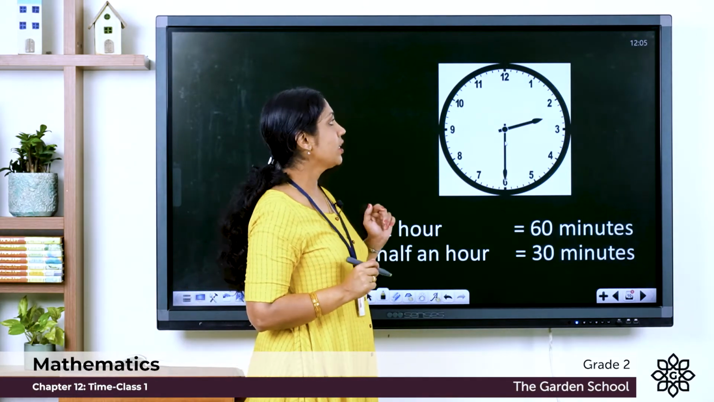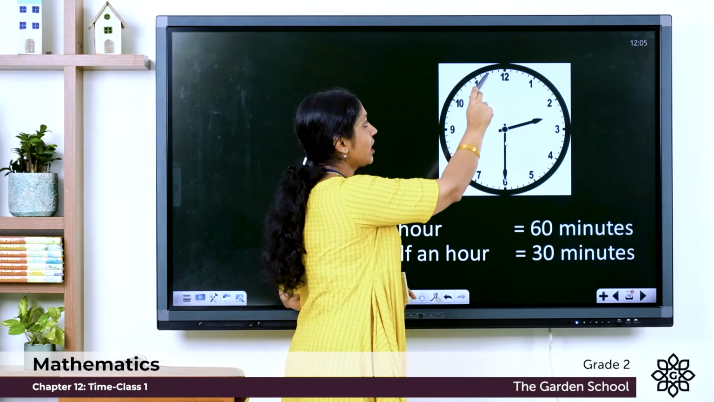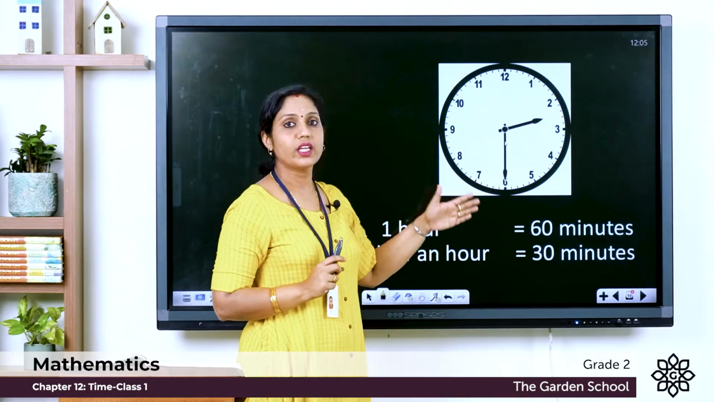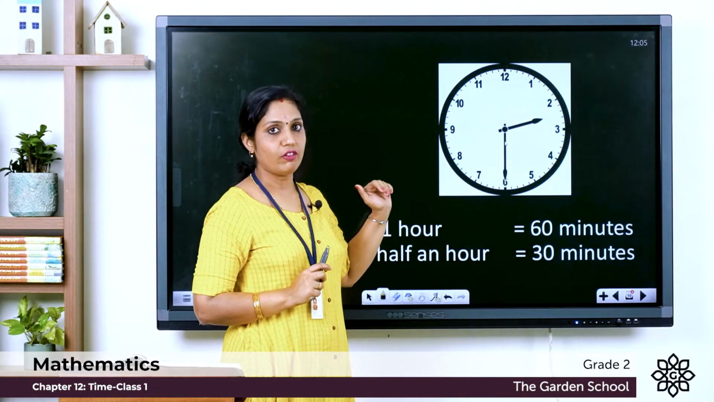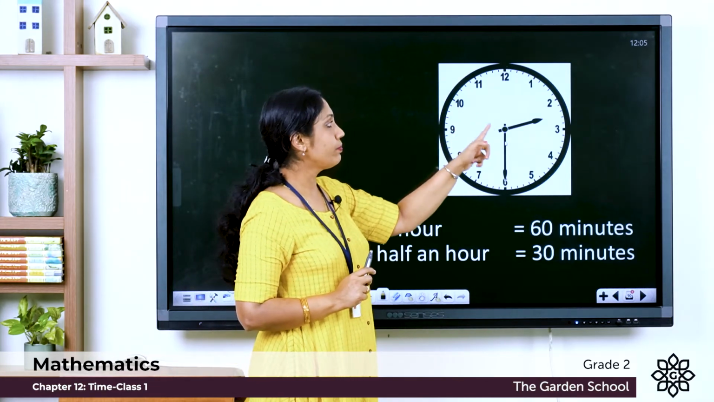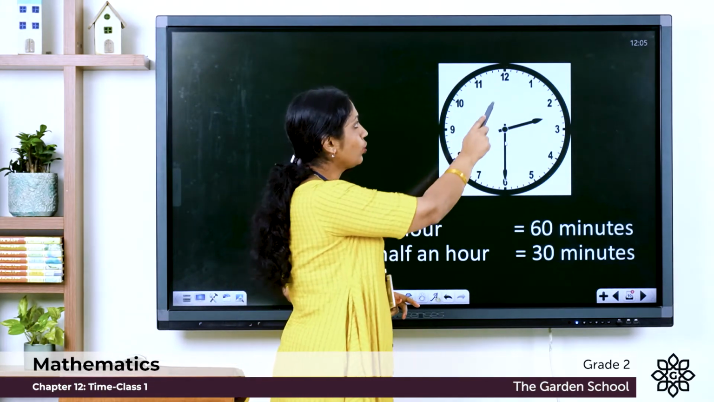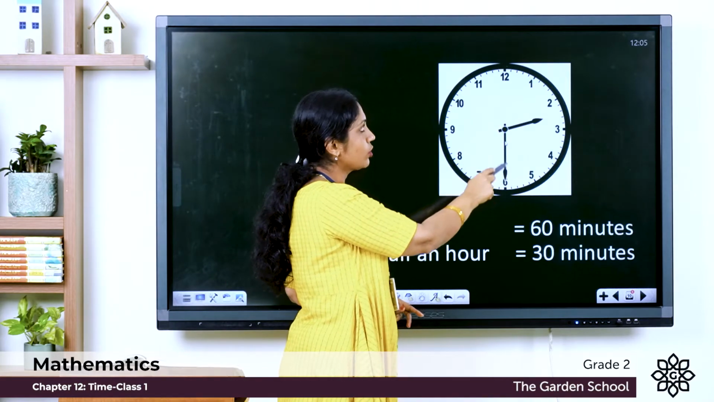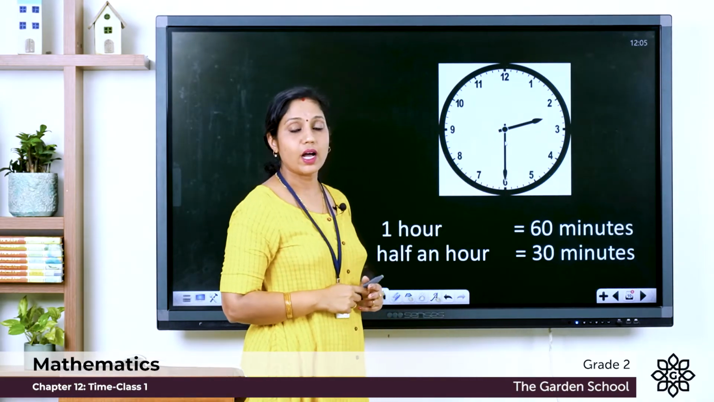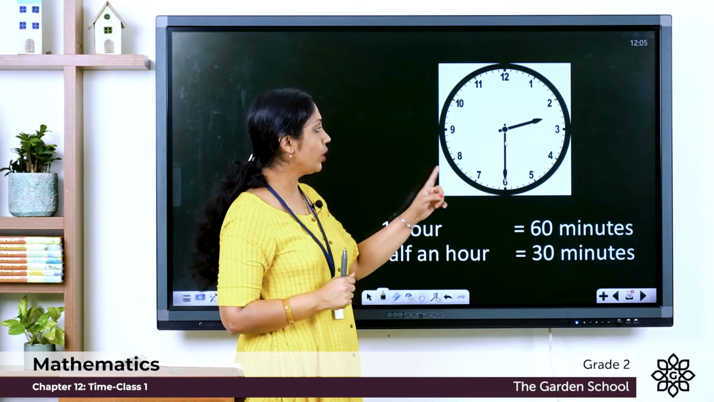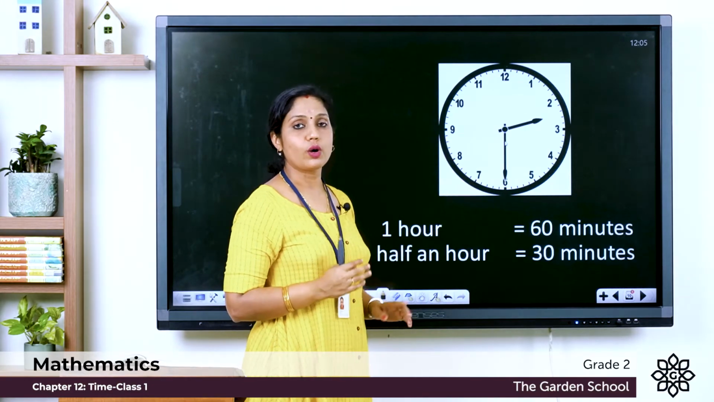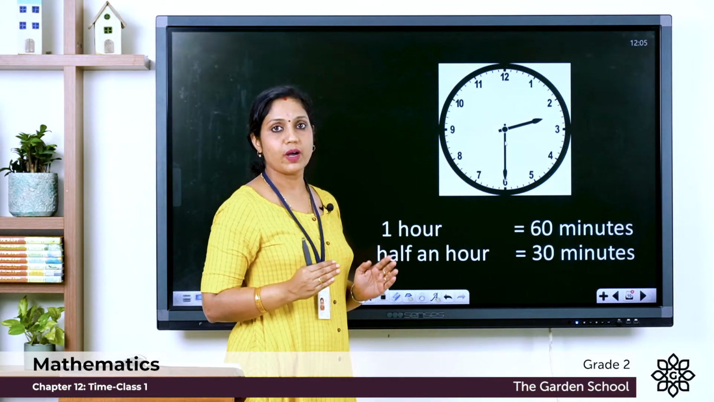We have learned that 60 minutes is equal to 1 hour. Now look at this. Here the minutes hand has covered half a circle. So we can say it is half an hour. You can say it is 2:30. So after 2 o'clock, half an hour, 30 minutes, have passed. So how do you read it? It is 2:30, or you can say half past 2.